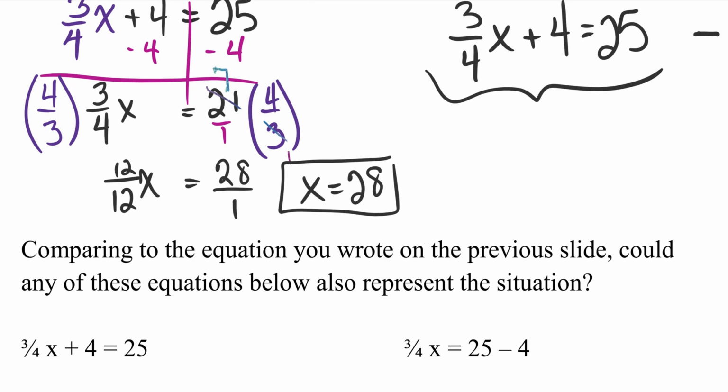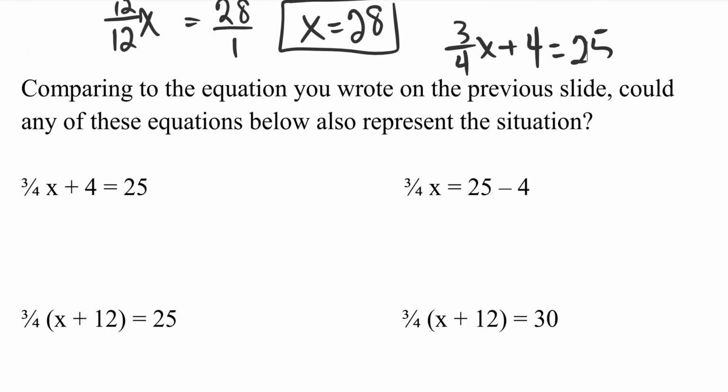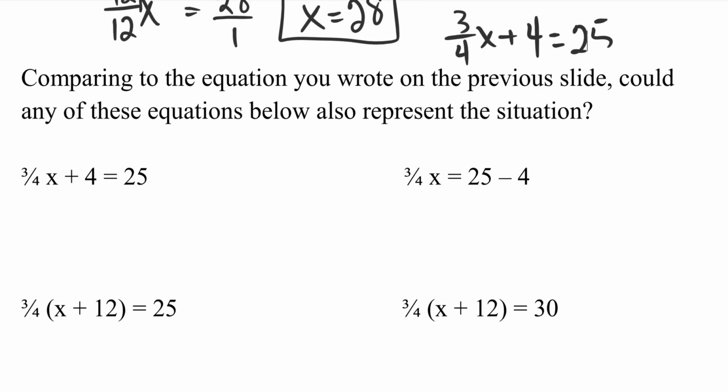Well, let's see. Let me write it a little bit lower, so I can see all these equations here. It looks like this very first one here, 3/4 X plus 4 equals 25. That looks like that would be it. Equivalent. So let's see the one on the right.